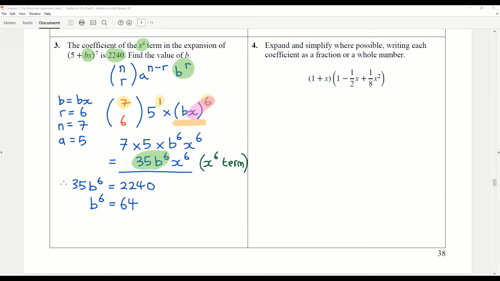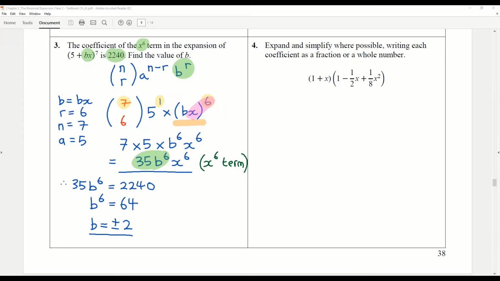Now, it says find the value of b. There are actually two values. There are more than one. You could have b equals positive or negative 2. It's not specified, so it doesn't matter in this instance. So you could have plus or minus 2.